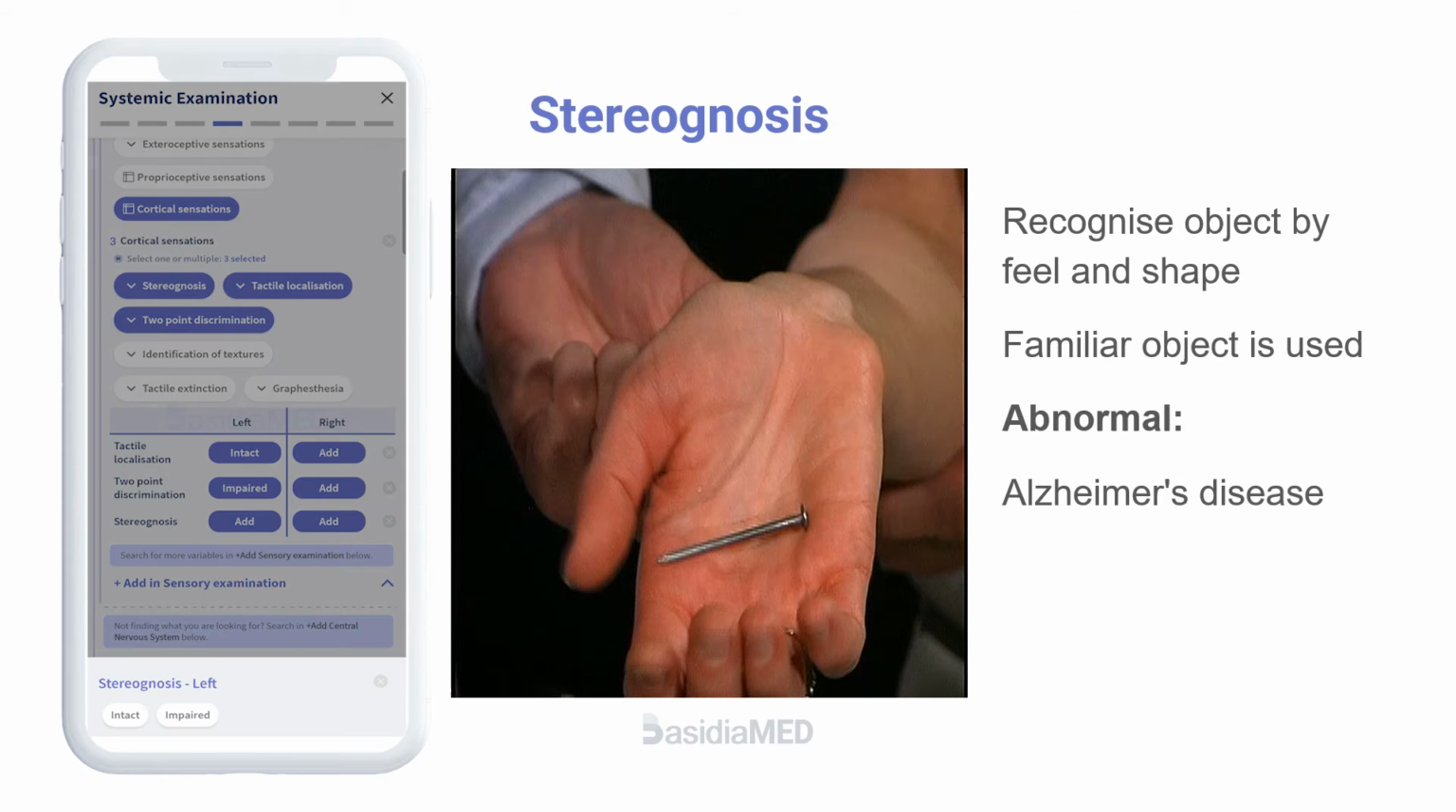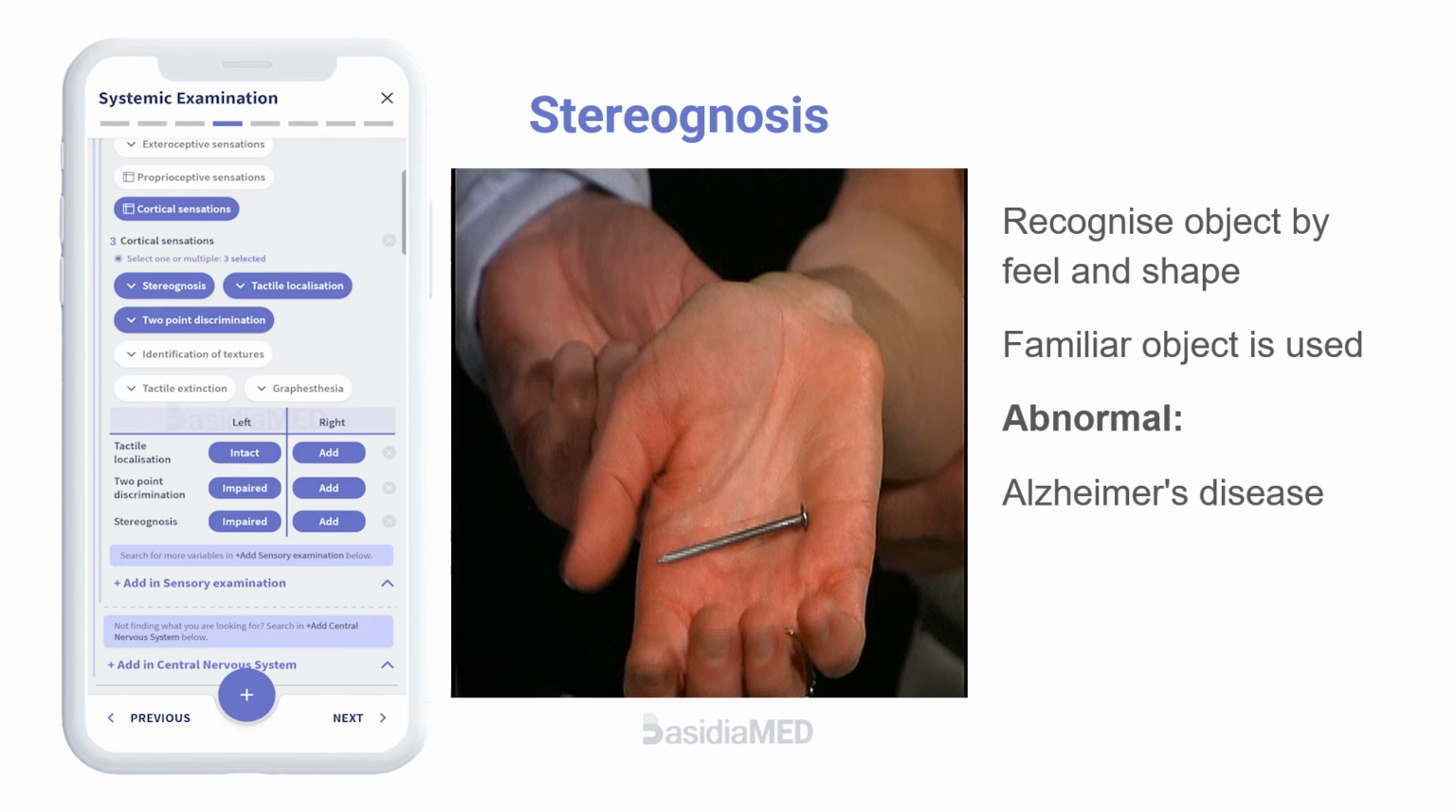Stereognosis is the ability to recognize an object from the feel of its shape and size. With closed eyes, the patient is asked to recognize an object placed in his hand. The object must be familiar to the patient. Astereognosis is associated with parietal lobe lesions and dorsal column tract lesions. It is also seen in Alzheimer's disease.